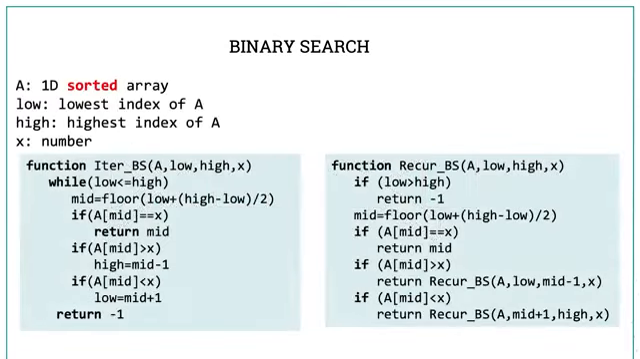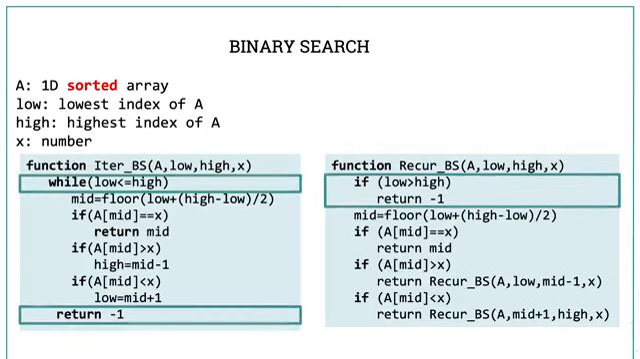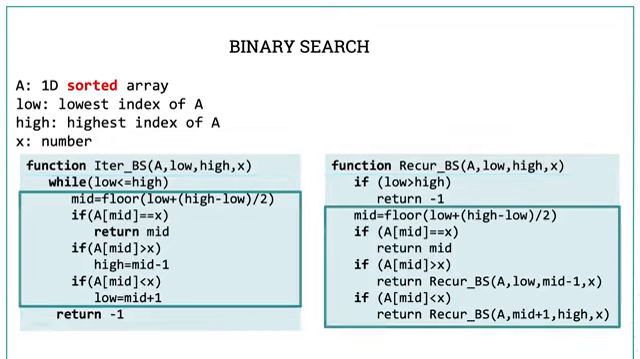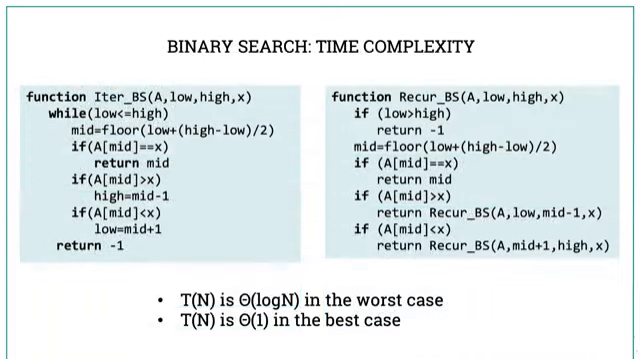On the left, you can see the iterative description of binary search using pseudocode, and on the right, the recursive one. Both check on the condition to either continue with the iteration or stop the recursion and perform the same verifications to determine whether the number is in the array or not. Now, you can prove that no matter what the implementation, binary search time complexity is theta log n in the worst case and theta 1 in the best case.